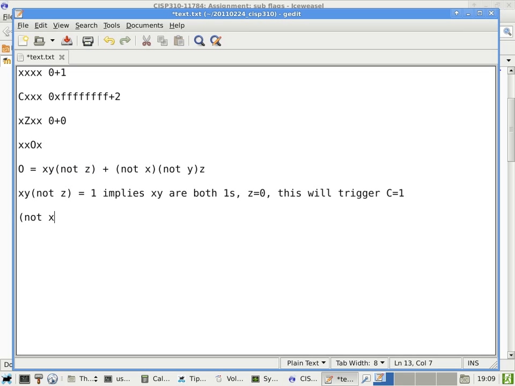What if it is the second case, not X, not Y, and Z? Well, that by itself, because Z is 1, but what is Z? Z is the most significant bit of the result, which is also called the sign flag, right? So if the Z flag is on, then the sign flag has to be on too. Okay, so this 1 equals 1 implies that Z equals 1. This will trigger the sign flag being 1.